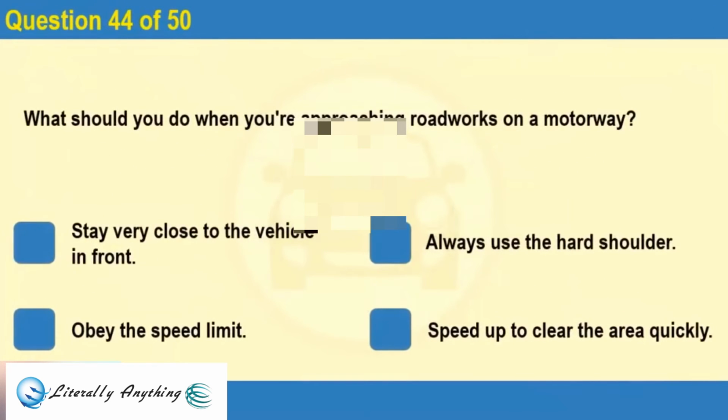What should you do when you're approaching roadworks on a motorway? 1. Stay very close to the vehicle in front. 2. Always use the hard shoulder. 3. Obey the speed limit. 4. Speed up to clear the area quickly.